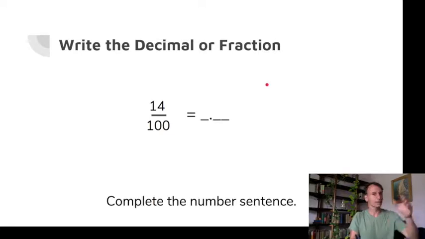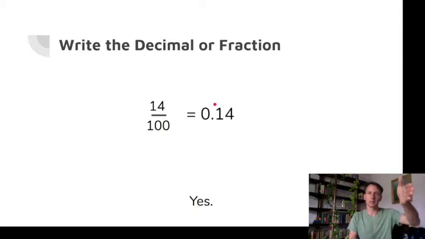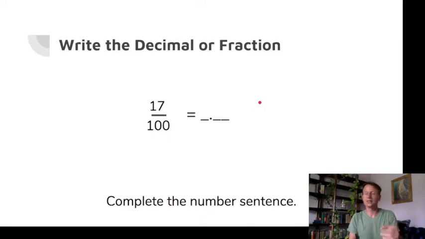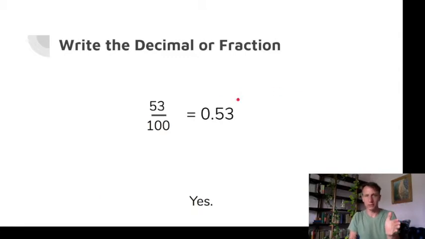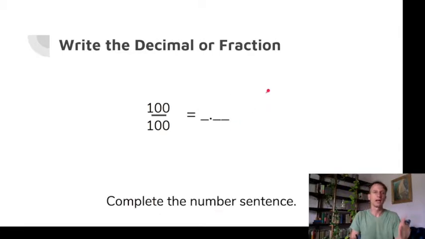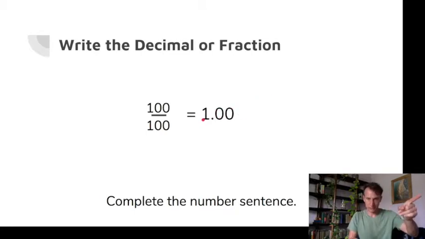0.04, 4 in the hundredths place, 4 hundredths. 14 hundredths, same thing. 0.14. Notice that we read the number 14. What place am I in? Hundredths. 17 hundredths. 0.17. 17 hundredths. How do we write 53 hundredths? 0.53. 53. What place am I in? Hundredths. Great. 100 hundredths. We know that's equal to 1 whole, right? And we write it out to here. Notice I could read this number as 100. What place am I in? Hundredths. Beauteous.